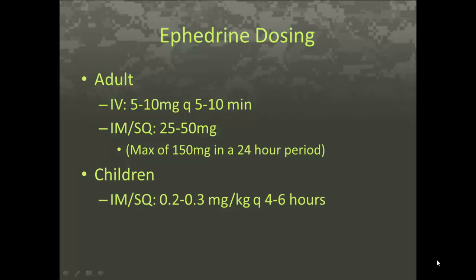The dosing of ephedrine in adults via the IV is 5 to 10 milligrams every 5 to 10 minutes. IM or sub-Q in the adult is 25 to 50 milligrams, with a max of 150 milligrams in a 24-hour period for either IV, IM, or sub-Q. In children, the recommended IM or sub-Q dose is 0.2 to 0.3 milligrams per kilogram every 4 to 6 hours.